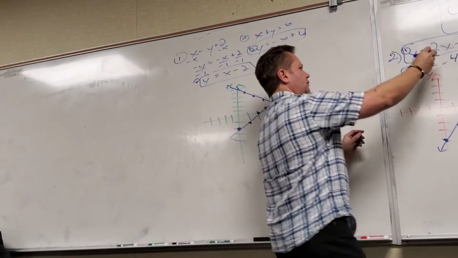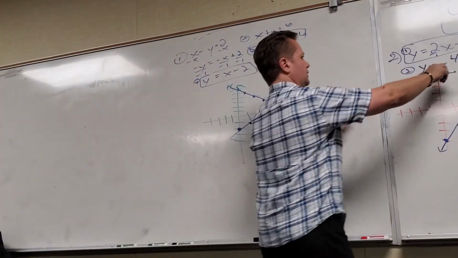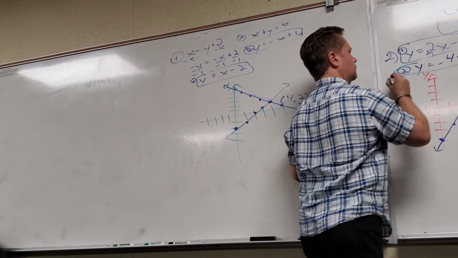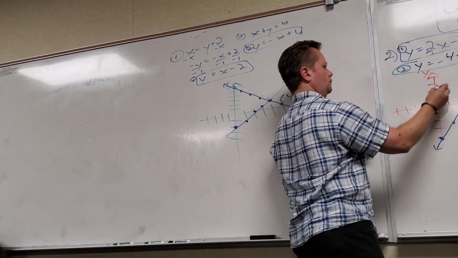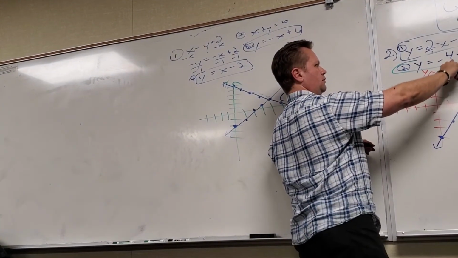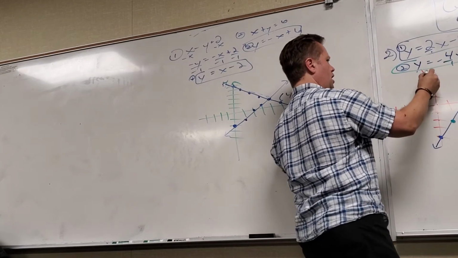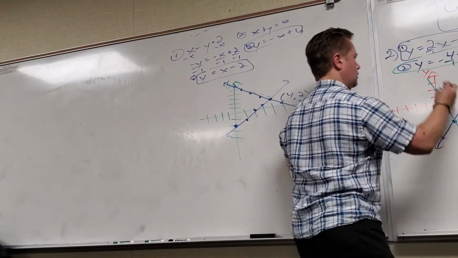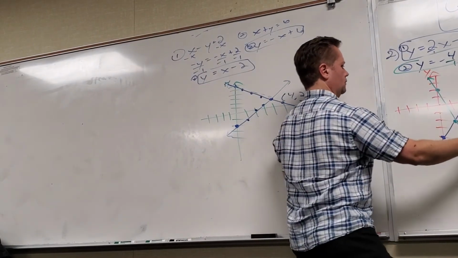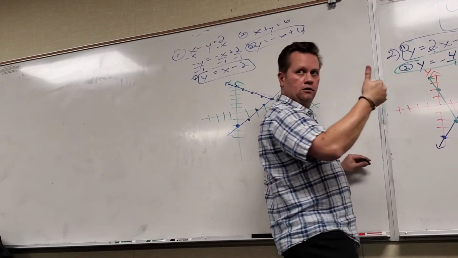The second line. What do I know about the second line? Start at 0, 2. And then I go down 4 over 1. So 1, 2, 3, 4 over 1. Yay! So what's the answer? 1, -2. Kick ass.